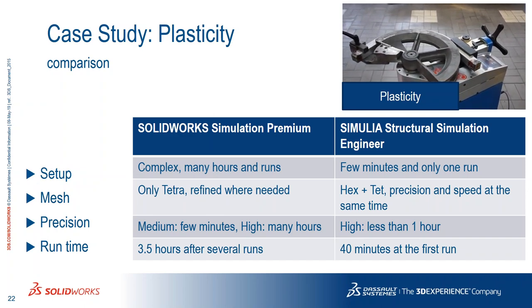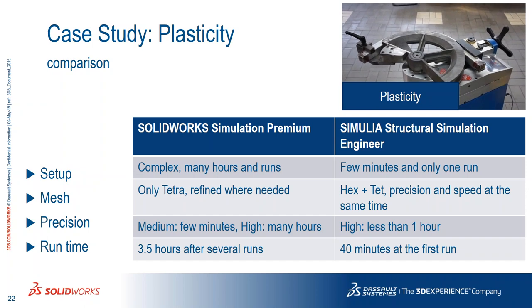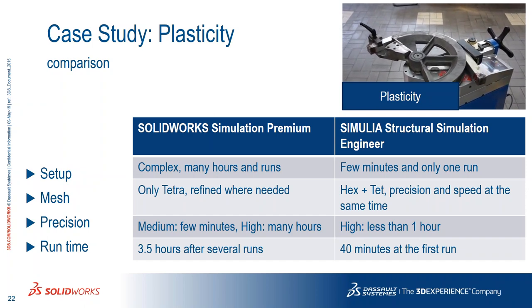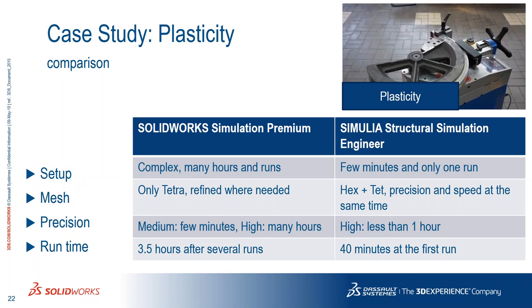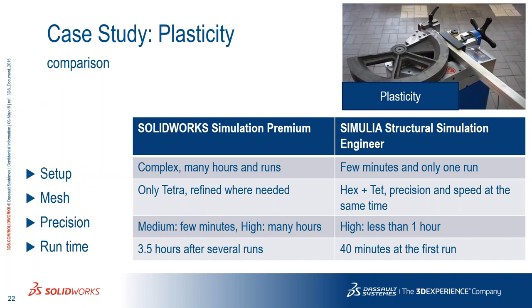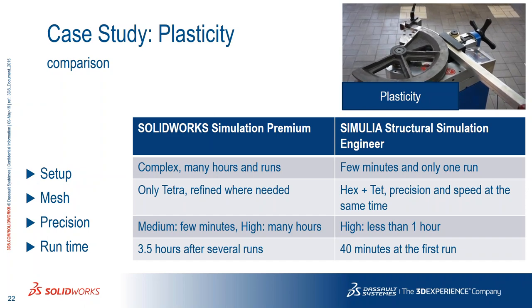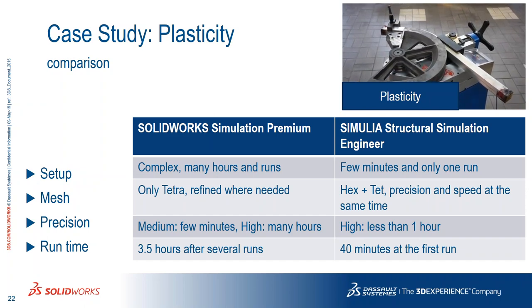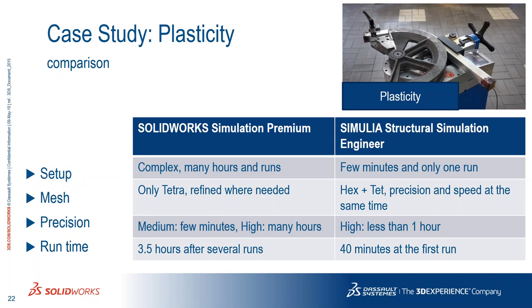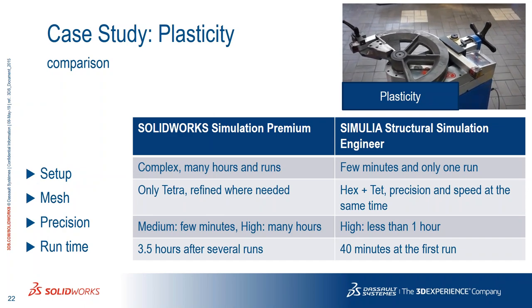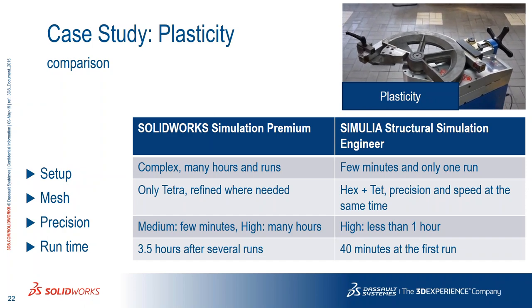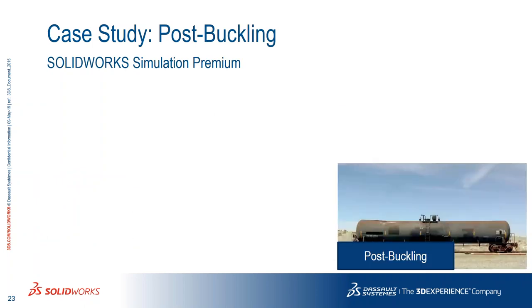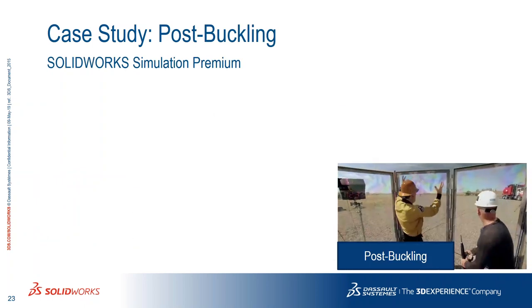So precision was good also on Simulation Premium after many hours. So 3.5 hours for the last run after several runs. So let's say in reality it was one day of work. In Simulation Engineer it was just 40 minutes at the first run. I'm not joking. In less than one hour, I was able to reproduce the entire analysis. Very, very amazing. So let's talk now about the post-buckling.